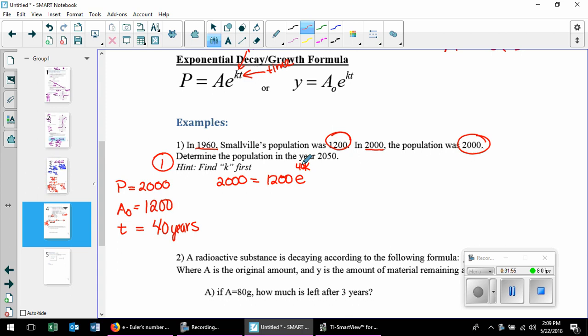First thing I want to do is isolate that power. This thing is the power. How do I get rid of that 1,200? Divide it out. I'm going to end up with some sort of funky repeating decimal, so let's leave it as a fraction for now, because those zeros can cancel each other. 20 over 12, what can I take out of those? I can take out 4, so it's going to leave me with 5 over 3.